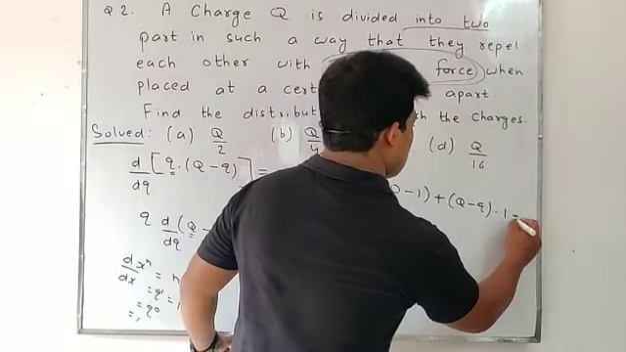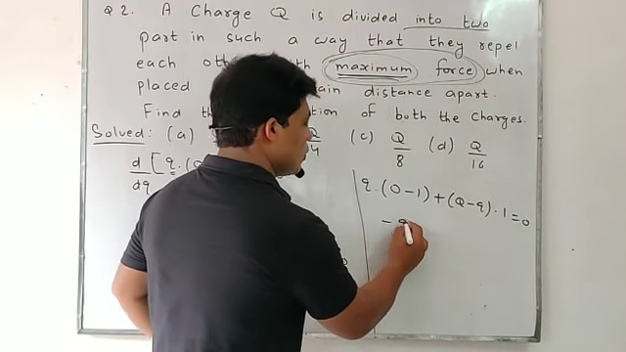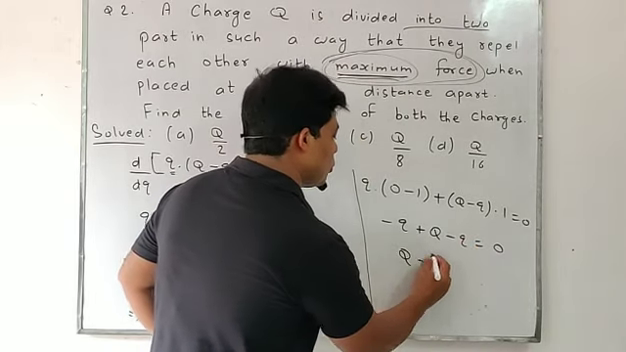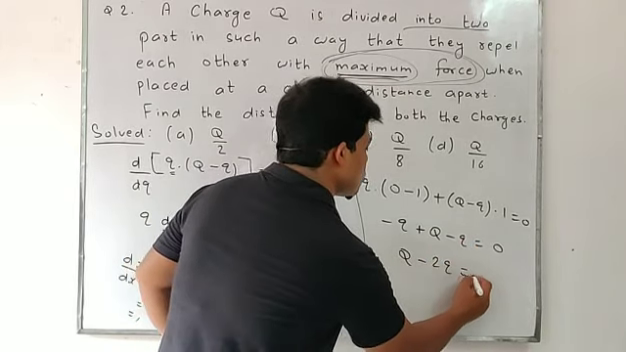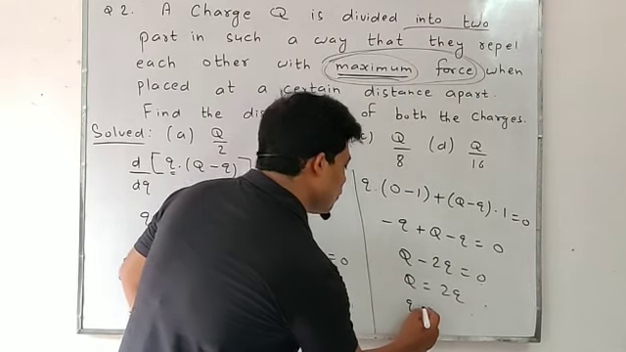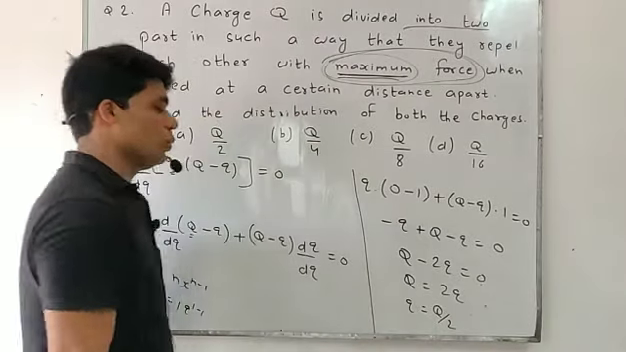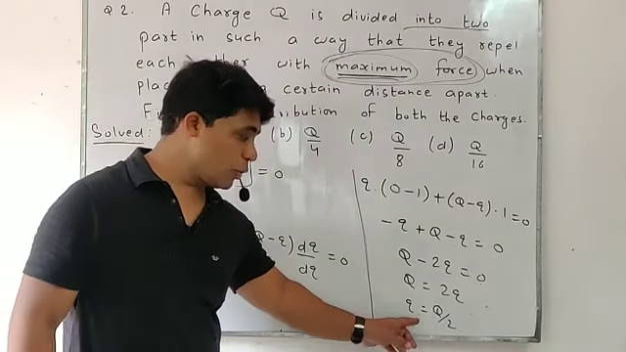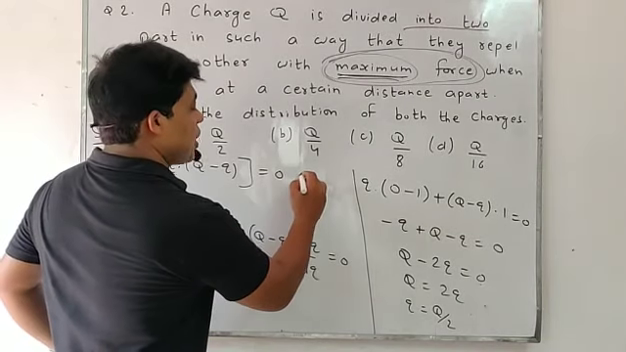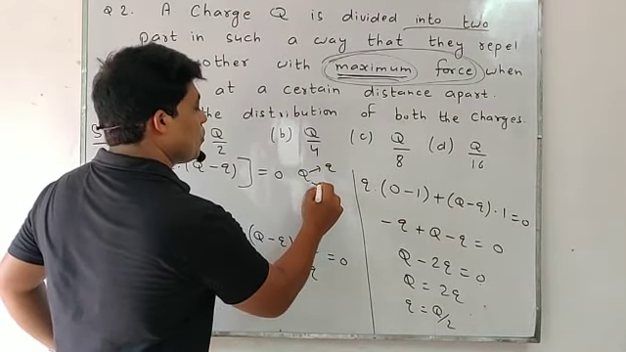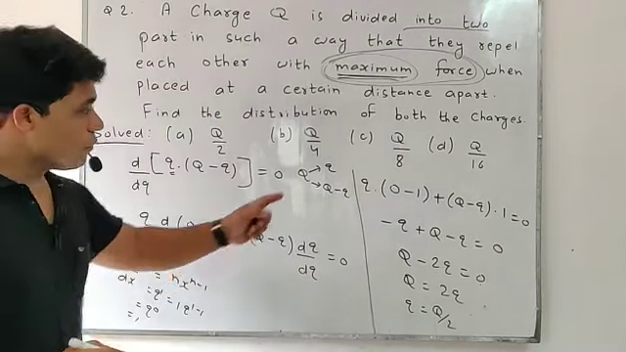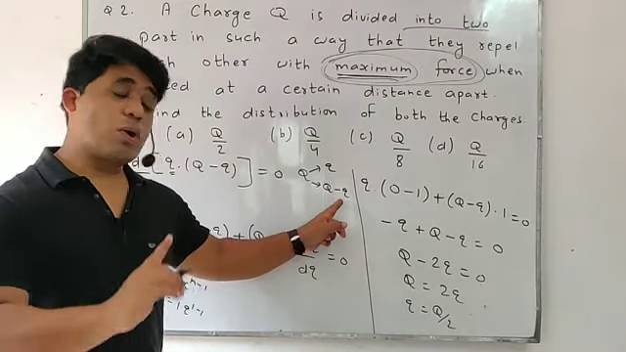Now students, we'll solve. q into minus 1, minus q, plus capital Q minus small q equals 0. Capital Q minus q minus q, minus 2q, equals 0. Capital Q equals 2q. So what should be small q? Capital Q by 2. So if small q is Q by 2, we divided the charge in two parts, q and Q minus q. So if the first is Q by 2, the second will also be Q by 2.